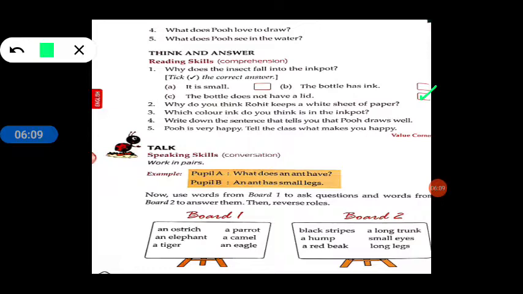And fifth one, value corner. Pooh is very happy. Tell the class what makes you happy.